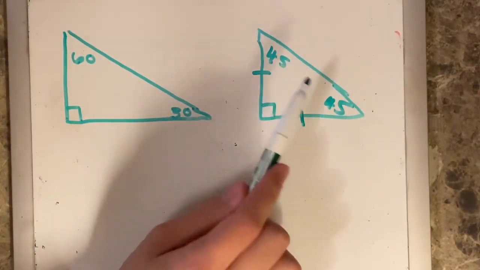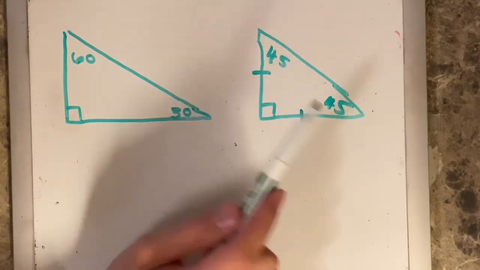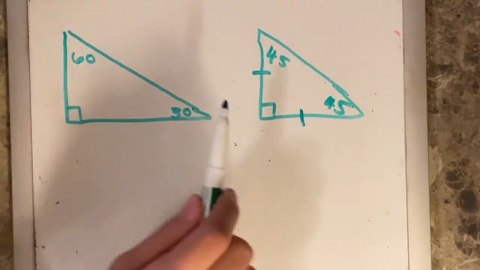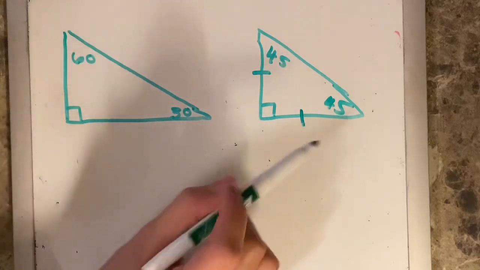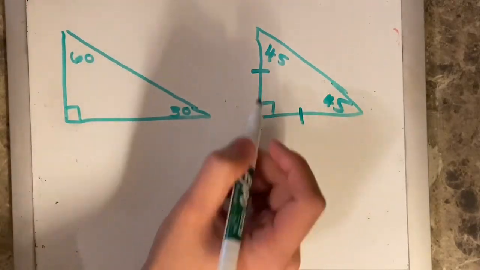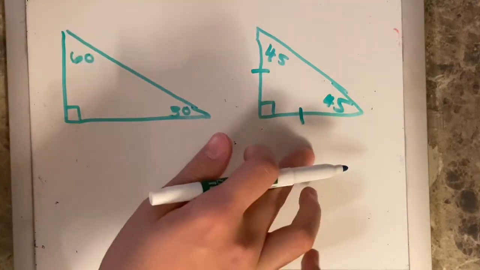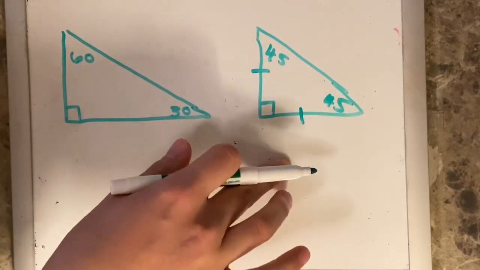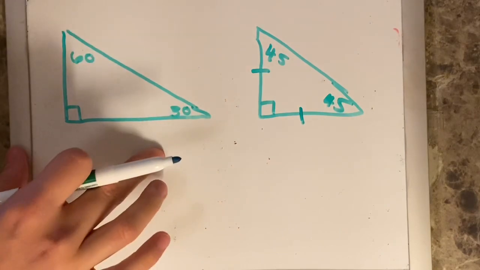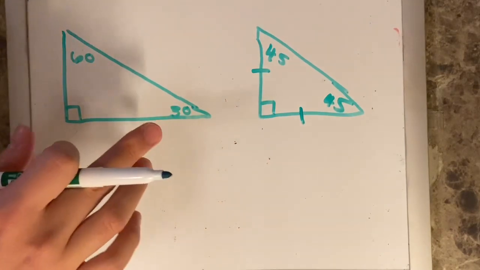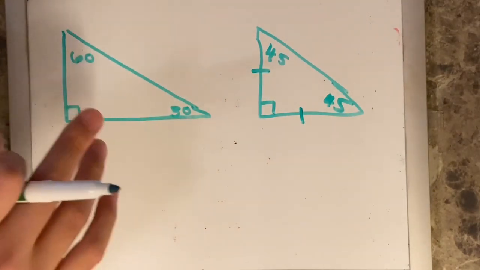These have two angles that are the same, 45, 45, and then you have the 90 degrees. Because these two angles are the same, that means that these two sides are of equal length. And thus, this is an isosceles triangle versus this one, which is a scalene triangle. It has three sides that are all different.